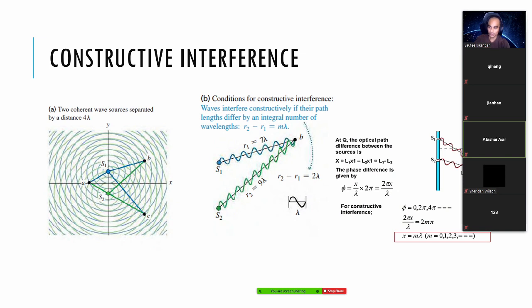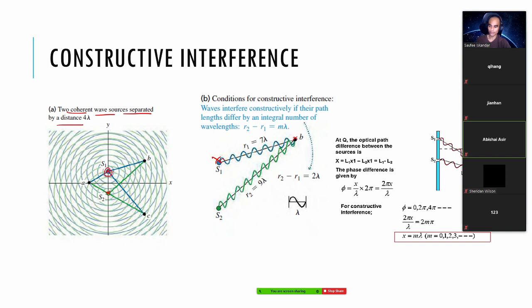And one more is constructive interference. What happens in constructive interference? We have two coherent wave sources separated by a distance. Okay, one source over here, a second source. The source over here, this is S1, is propagating, we call it emitting, waves to the other side, to point B.